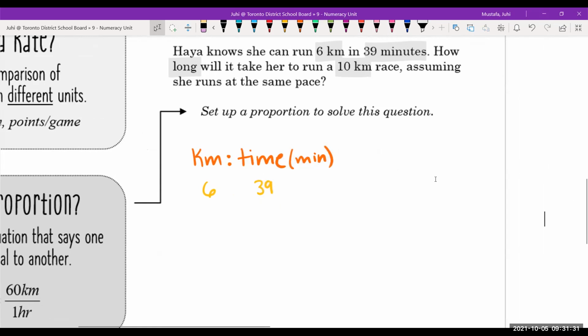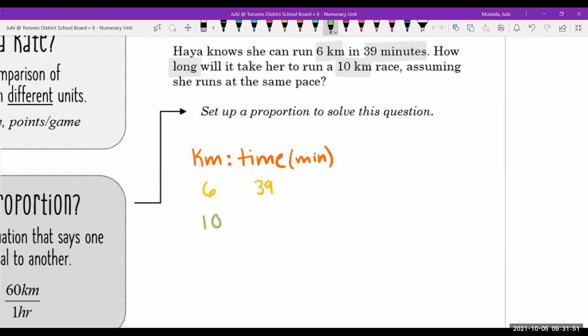Okay, that's the first bit of information that they gave. What is the next piece of information that they've given us? What else have they told us? Sirsha? Yep, so now she's going to be running a 10-kilometer race. Do we know how long it takes to run that 10-kilometer race? We don't know that. That's what we're trying to find.